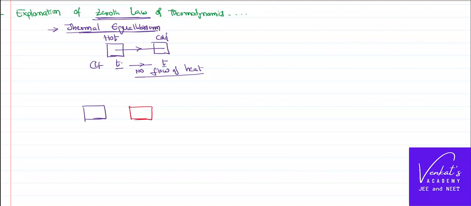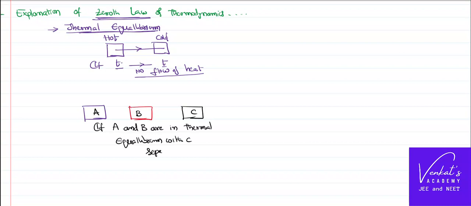body A, body B, and body C. The zeroth law of thermodynamics says, if A and B are in thermal equilibrium with C separately. What's the meaning of that?